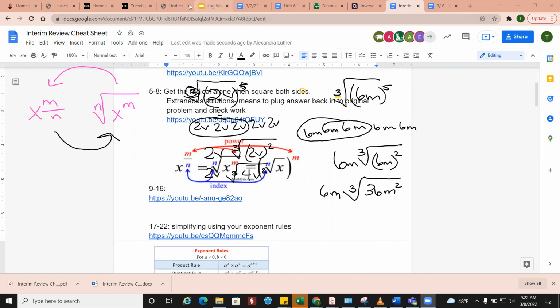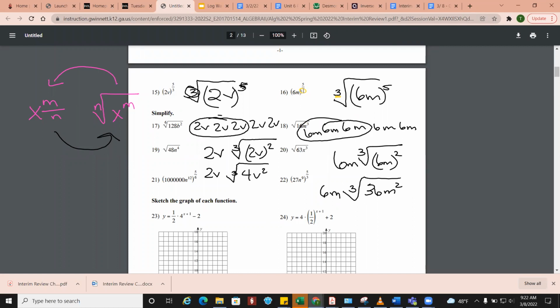Because that's in the denominator for this exponent. So that's what root you're taking. Yep, it'll be 3. Yep.